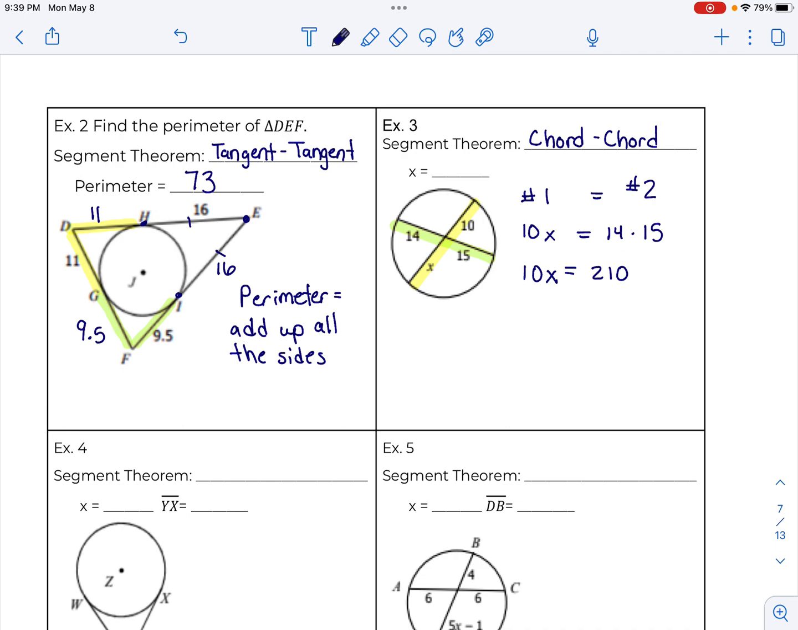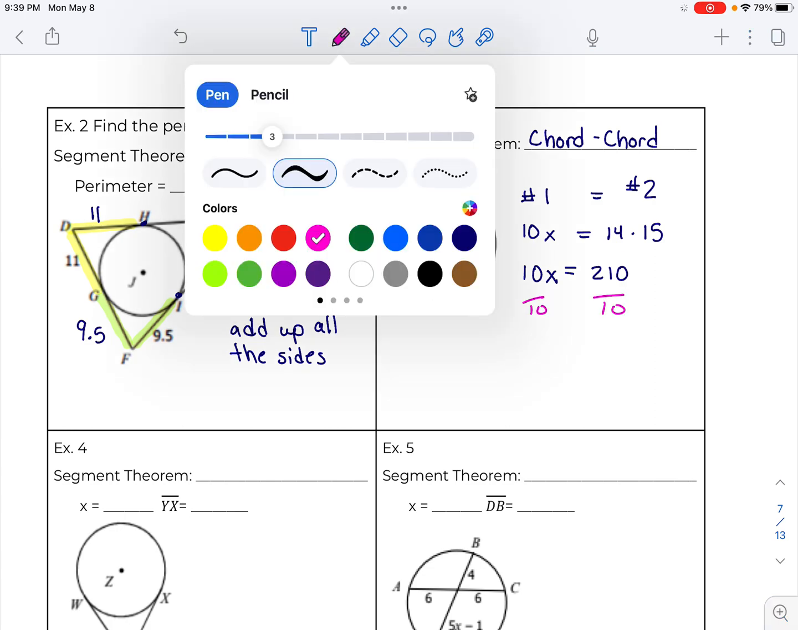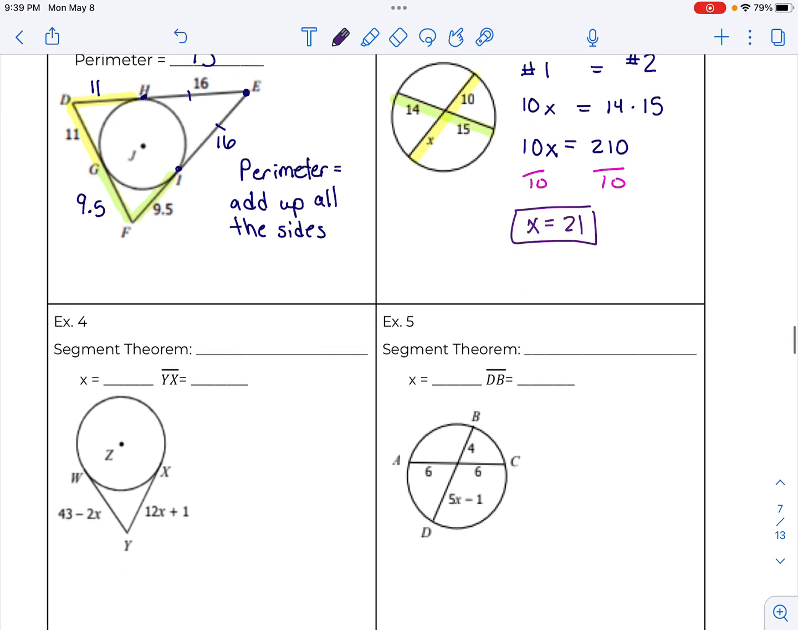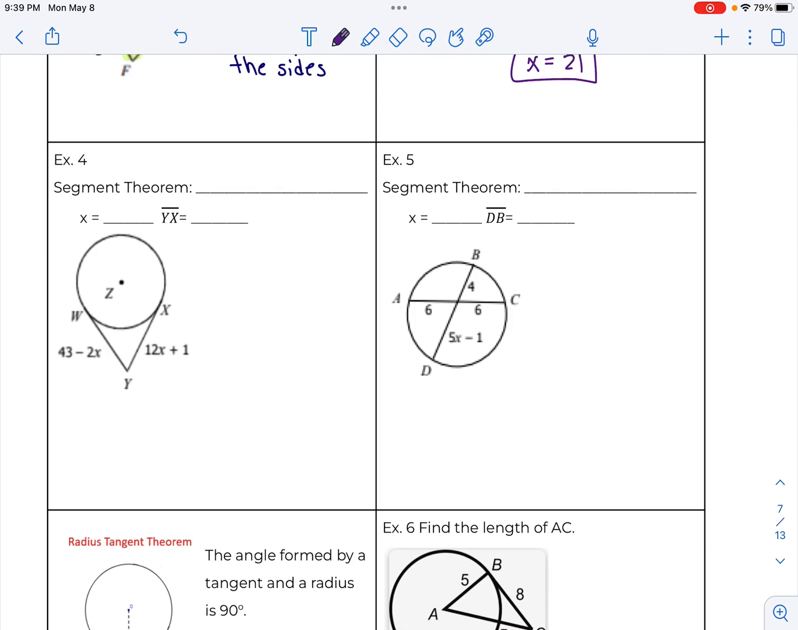To solve, you divide both sides by the number with the x. So we'll divide by 10, and we get x equals 21. Put that up on the line. X equals 21. So it's a tangent and a chord example. So looking at the next one, this is another example. The segments are on the outside, so this is called tangent. And if you just want to abbreviate, that's fine too. So the tangent says these two tangents are equal to each other.